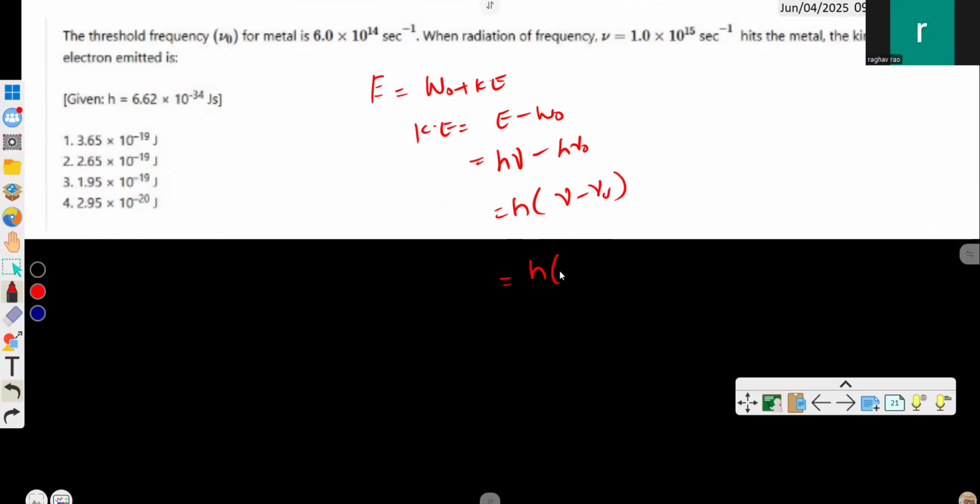So 10 power 15 minus 6 into 10 power 14. So the h value is 6.6 into 10 power minus 34. If I take 10 power 14 common out of this, I'll be left with 10 minus 6, which is 4.